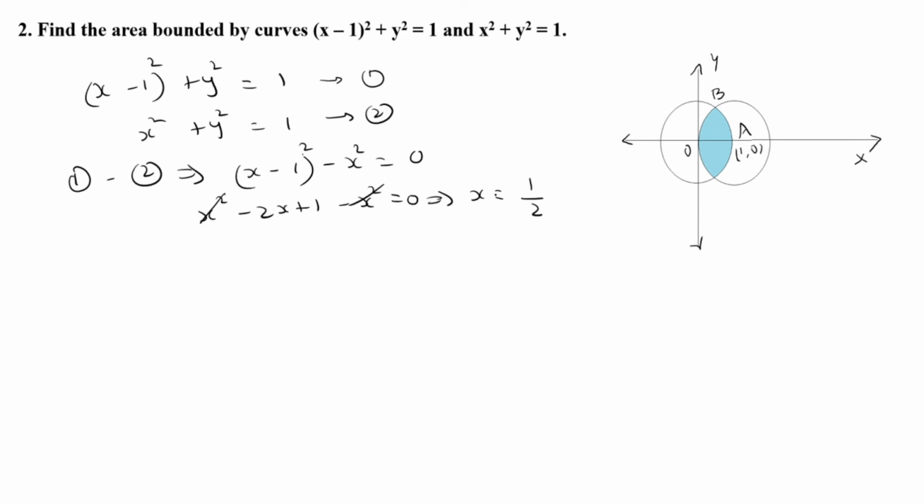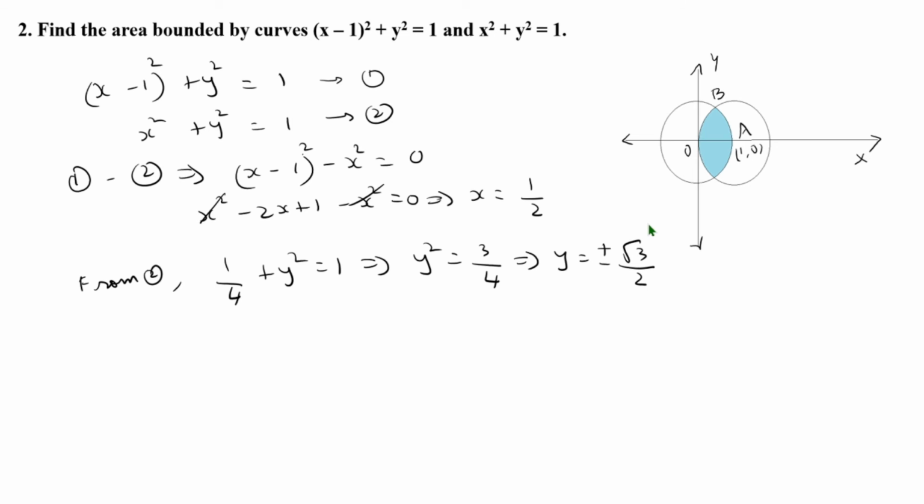On substituting x is equal to half in 2, we have 1 by 4 plus y square is equal to 1, or y square is equal to 1 minus 1 by 4, which is 3 by 4, which gives y is equal to plus or minus root 3 by 2. So the points of intersection are half comma root 3 by 2 this point and half comma minus root 3 by 2 this point. So the coordinates for B is half comma root 3 by 2.